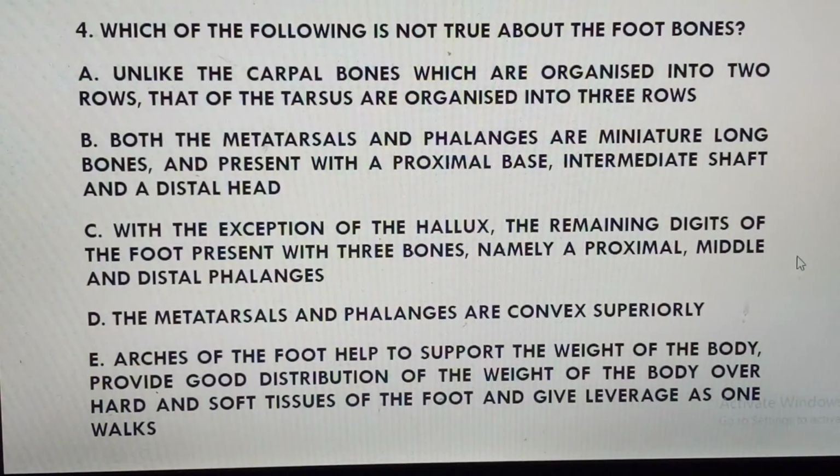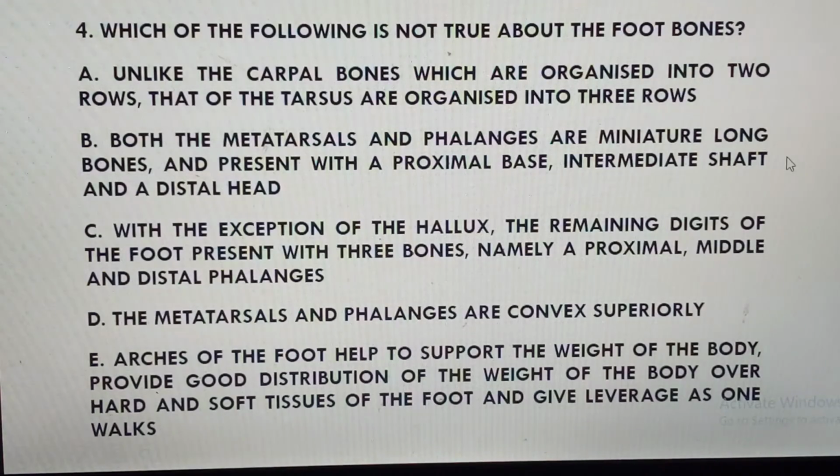Let's go to question number 4. And question number 4 says, which of the following is not true about the foot bones? Option A says, unlike the carpal bones, which are organized into 2 rows, that of the tarsus are organized into 3 rows. Yes, this is a very true statement. We will see that. Option B says, both the metatarsals and phalanges are miniature long bones and present with a proximal base, intermediate shaft, and a distal head.